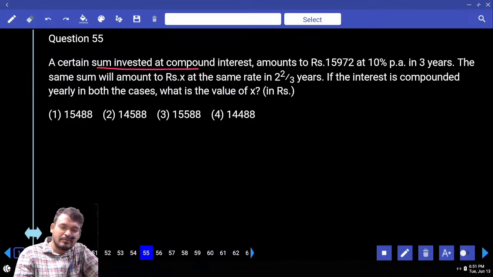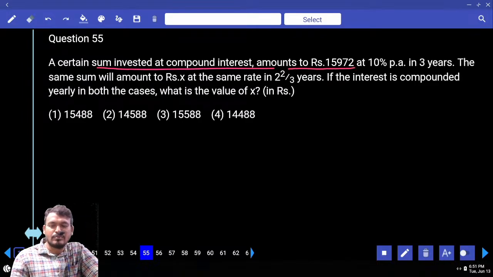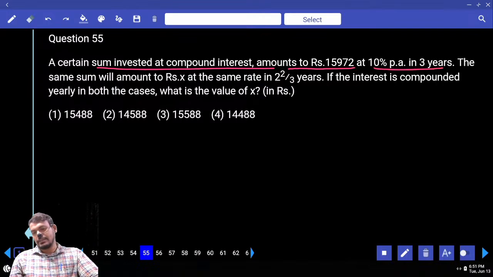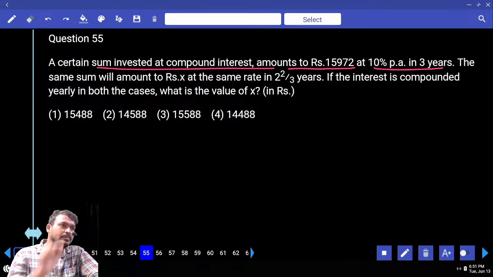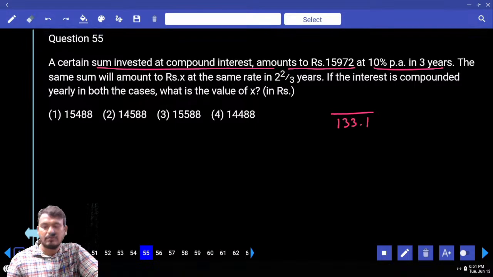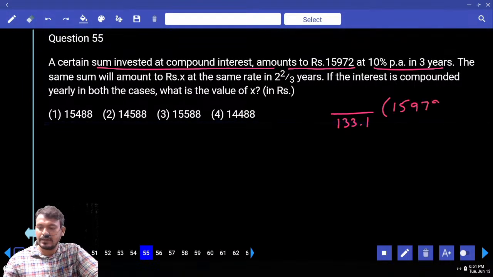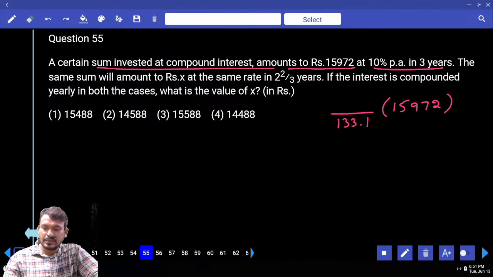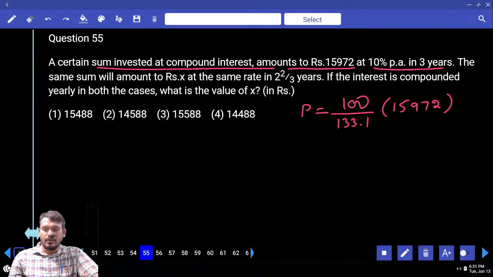Question 55. A certain sum invested at compound interest amounts to how much? 15,972 at 10% per annum, 3 years. 10% for 3 years, what is the compound interest? 33.1% interest. Amount is 133.1%. That is equal to how many rupees? 15,972. Then we get the 100%, that is the principal value.